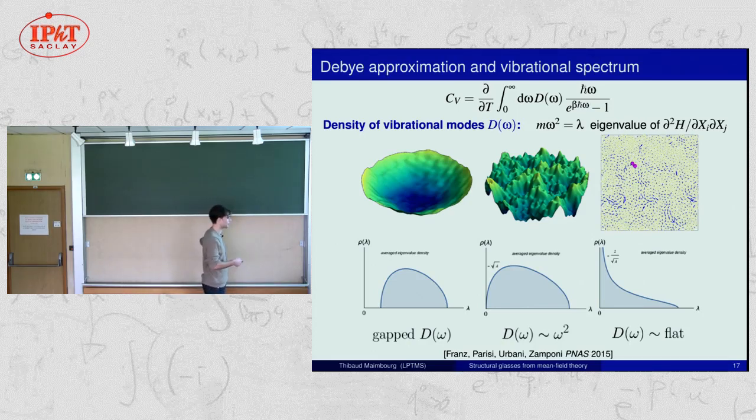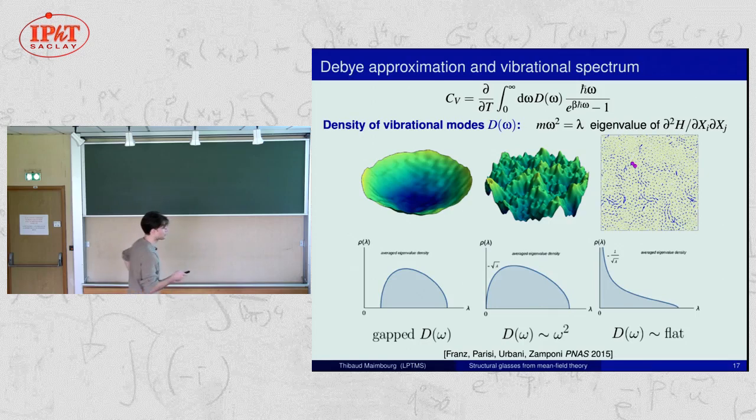In the real system, you would have the contribution from acoustic phonons as well. And then, inside this marginal phase, you can go to the jamming point. And if you go to the jamming point, something dramatic happens in the spectrum. You have an extensive number of soft modes, actually.